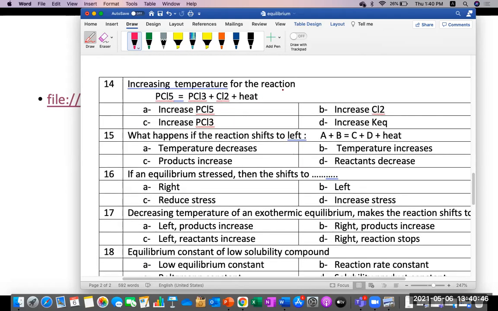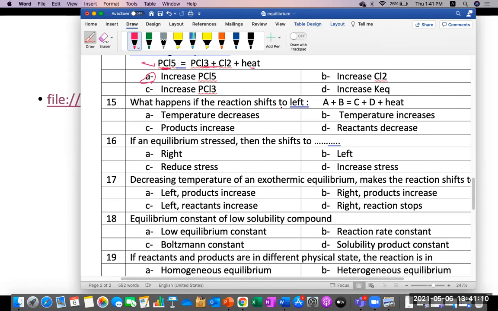Increasing temperature for this reaction. Again, if you increase temperature, it will shift to the other side, so it will shift to the left side. To shift to the left side, the rate of the reverse reaction should increase. To increase the rate of the reverse reaction, you will produce more BCl5 and consume more of the product. So it means that it will increase BCl5.